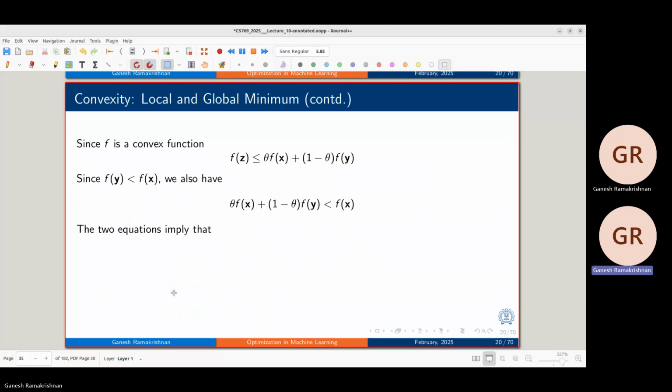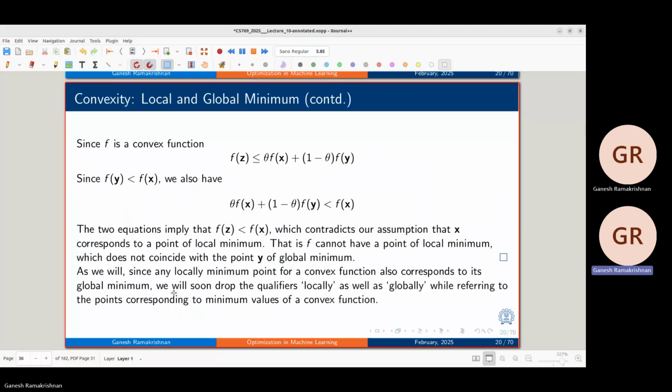So now when I write these two together, what happens? It's simple. Since f of y is less than or equal to f of x, we'll have theta f of x plus 1 minus theta f of y is less than f of x. So what have I done? F of z is less than f of x. I manufactured a point. I have done it slightly differently, but we could have done it other ways also. So to show that f of z is less than f of x, this is what I meant. We have manufactured a new local minimum.